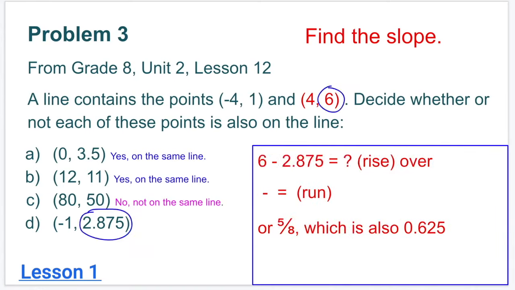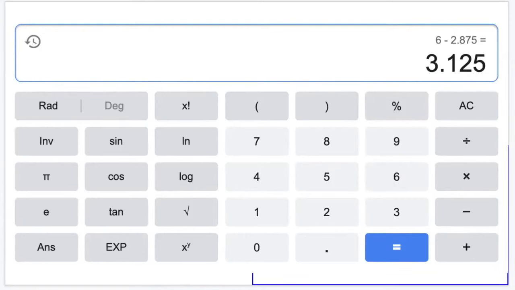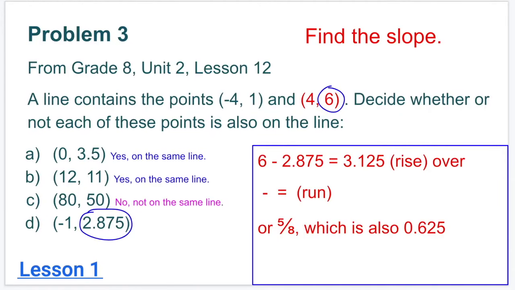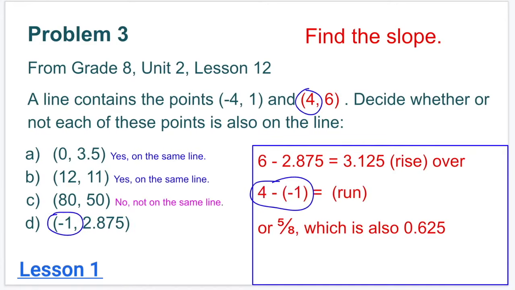D, 6 minus 2.875, and 6 minus 2.875 is 3.125, or 3 and 125 thousandths. So the rise would be 3 and 125 thousandths over 4 minus a negative 1. And 4 minus a negative 1 is the same as 4 plus 1. So the run would be 5.